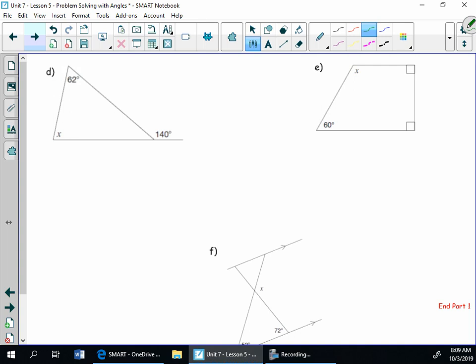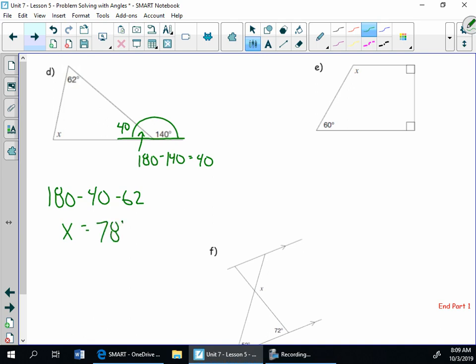I got triangles, I got straight lines. Here's my straight line. I can find this piece pretty quickly. 180 minus 140 is 40. And if I have a triangle, I know triangles make 180. If I subtract the two pieces I already have, x has to be 78.